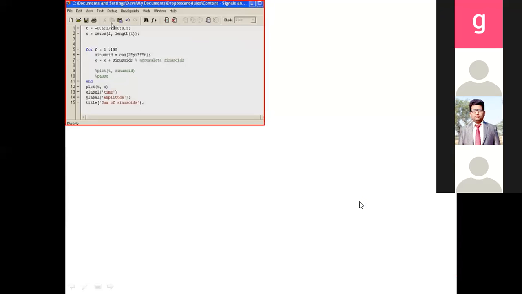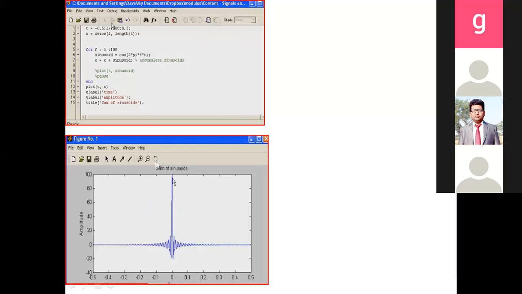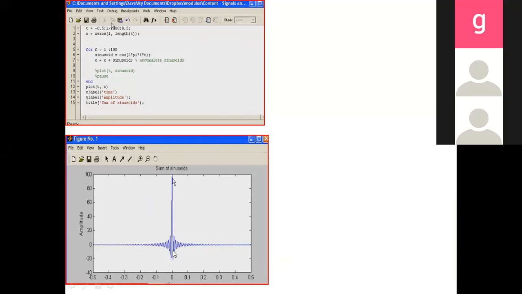And if I create 100 sinusoids and sum up all the sinusoids starting from 1 Hz to 100 Hz, I get the sum of all the signals like this. You can see here there is a spike at time t equals to 0. You can observe here the x-axis is time and the y-axis is the amplitude.